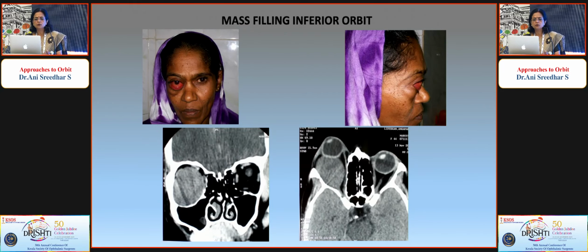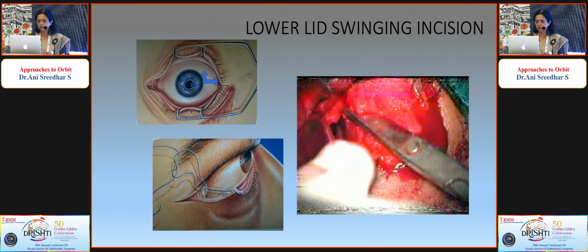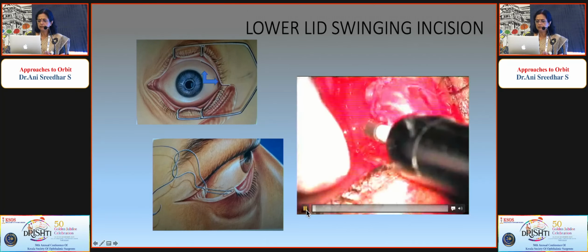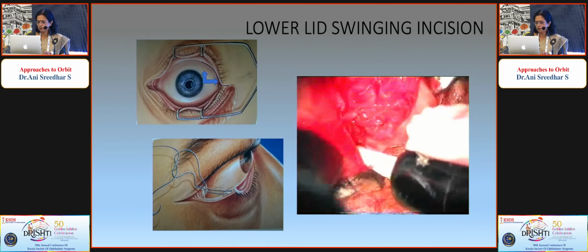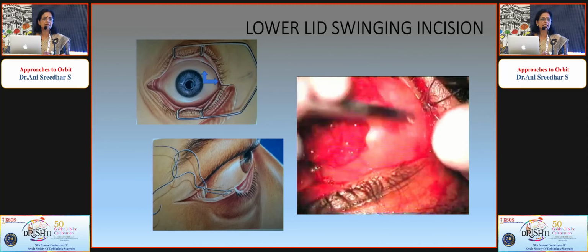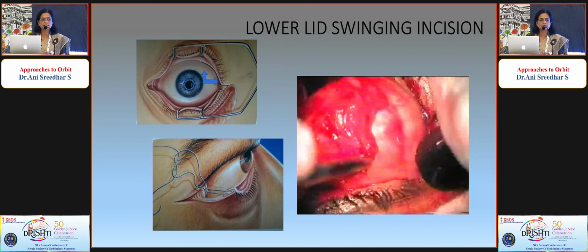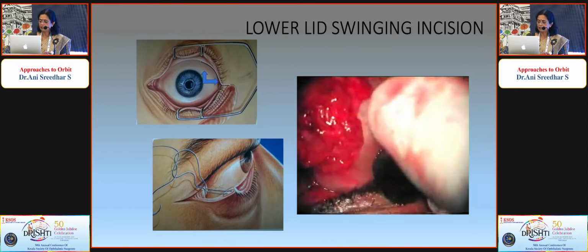This was again a huge mass filling the inferior orbit. It was extending to the medial orbit too and pushing the eye literally out. Here the lower lid swinging approach is very useful. You just have to detach the lower lid from the lateral orbital margin, and you can have access to the whole of the lower orbit. This is a huge mass, and I'm not showing the whole video. The lower lid will then have to be reattached to the lateral orbital margin, just like you do a lateral tarsal sling.